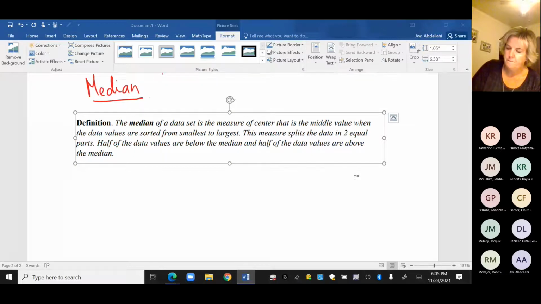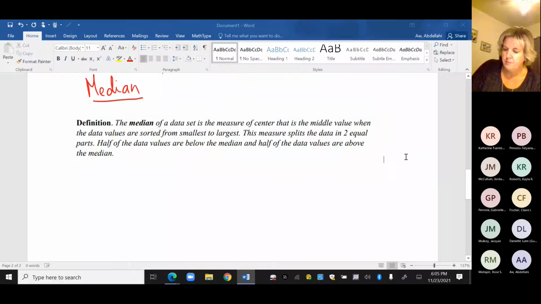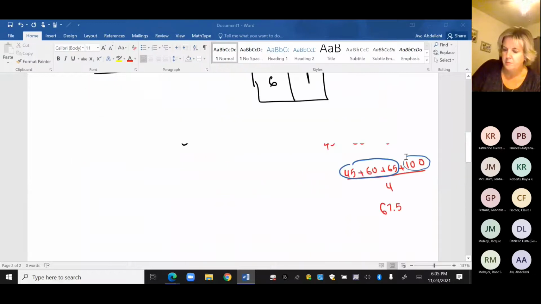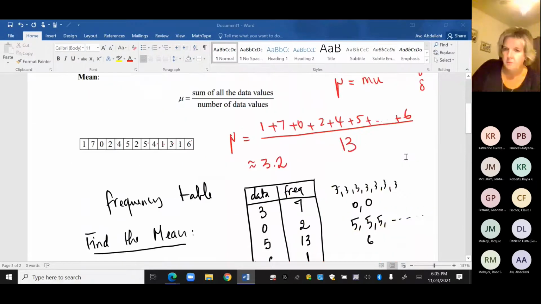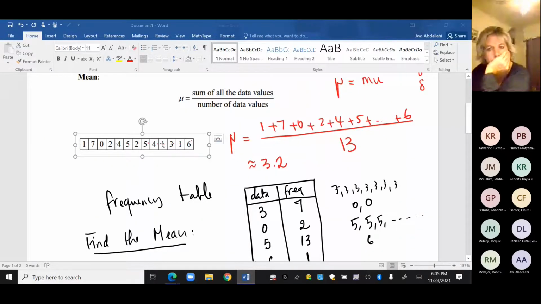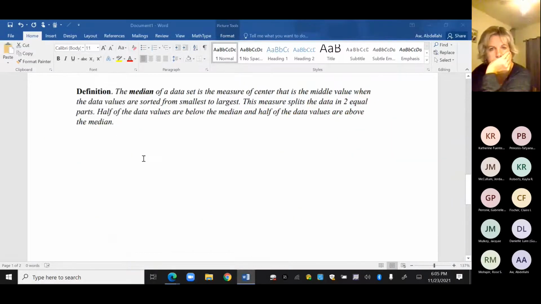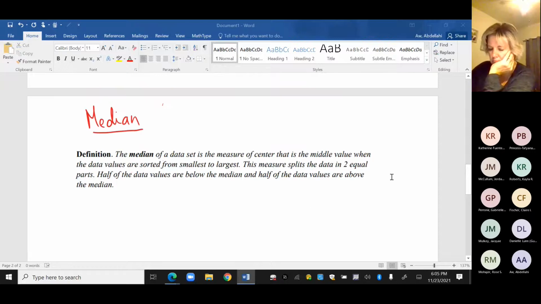Everybody line up, and then you pick the one who is in the middle. That is the median, okay? So now let's pick the same example right here and find the median. We're going to try to find the median.